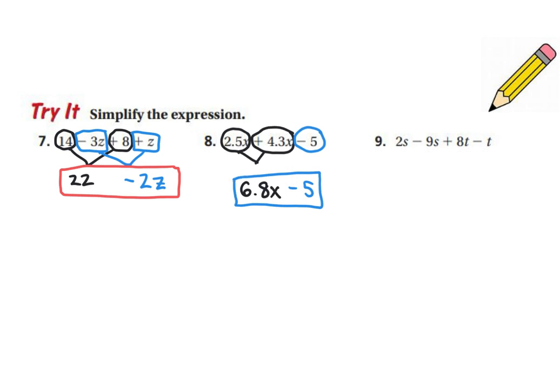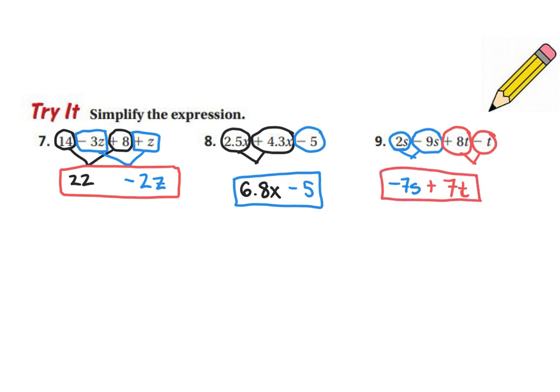And then for number 9, we have 2 s's and we have negative 9 s's. When we combine those, that will give us negative 7 s's. And we have 8t minus t. When we combine those, that will give us 7t. And those are positive, so we have negative 7s plus 7t.